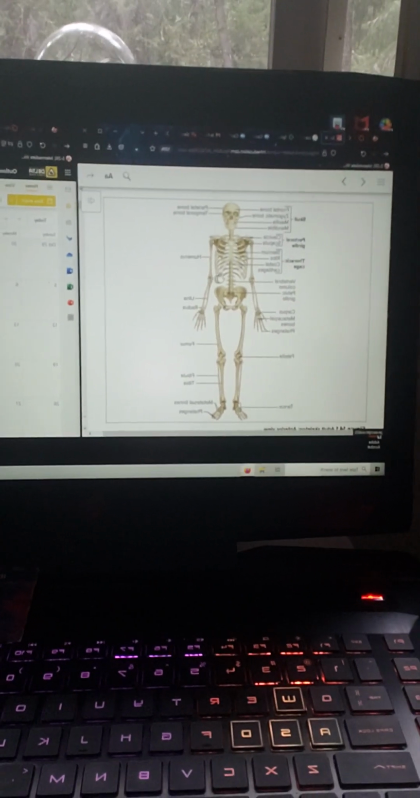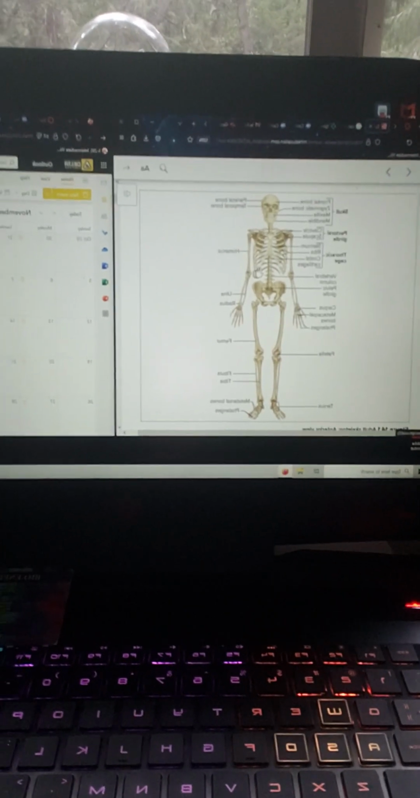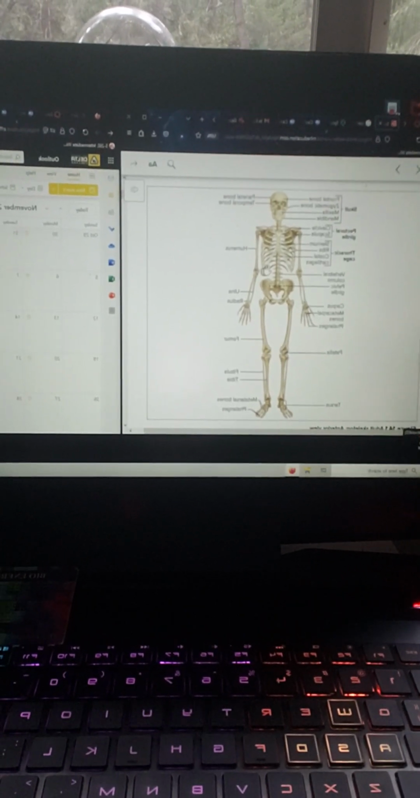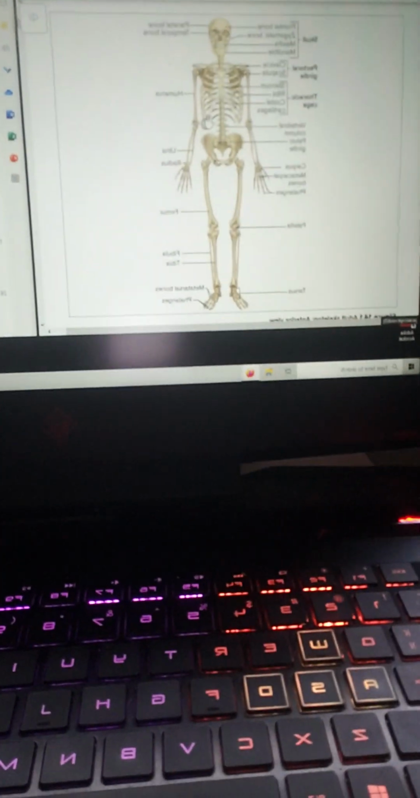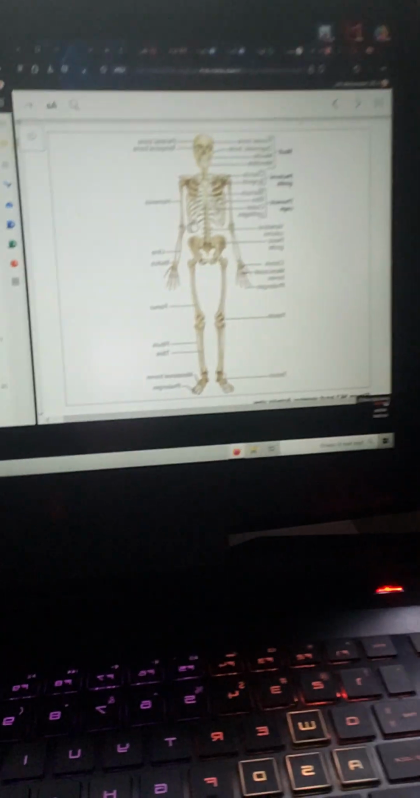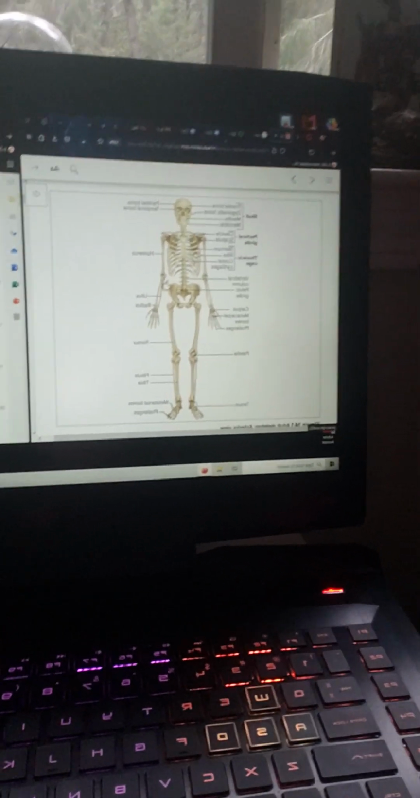You've got your femur bone going down to your patella, which is your knee, then the fibula and tibia, your shin. And then you have the tarsus, the metatarsal bones, and the phalanges, the tips of your toes.